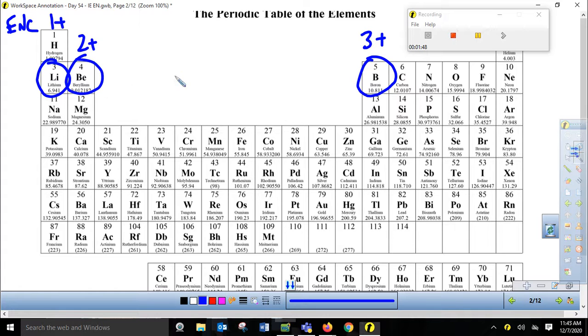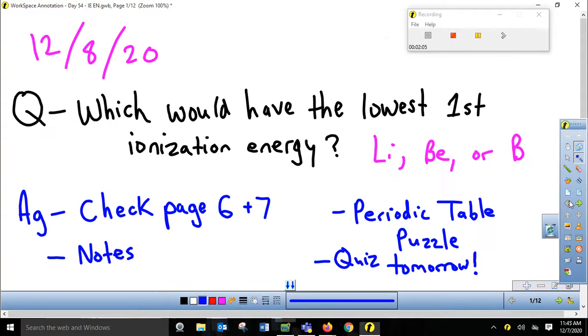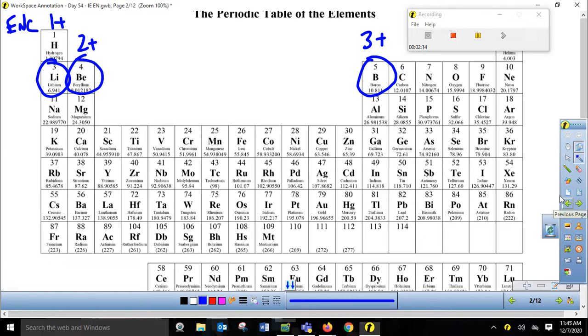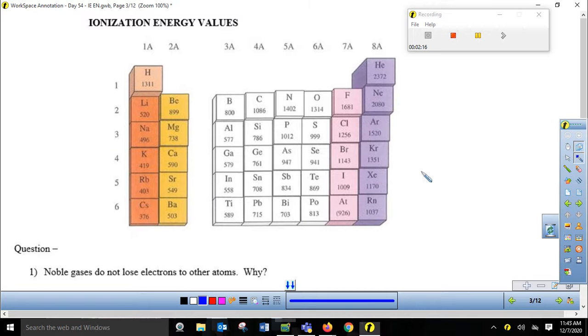So look, they're all in the same period. They all have 2 energy levels of electrons. But lithium is only pulling on that outermost electron with a very weak +1 charge. So it'd be easiest to steal the electron from lithium. And so looking back at our question here, lithium is our answer. Lithium is the easiest due to the weakest effective nuclear charge pulling on the electron, making it the easiest to remove. And then look at our numbers here just to back that up.